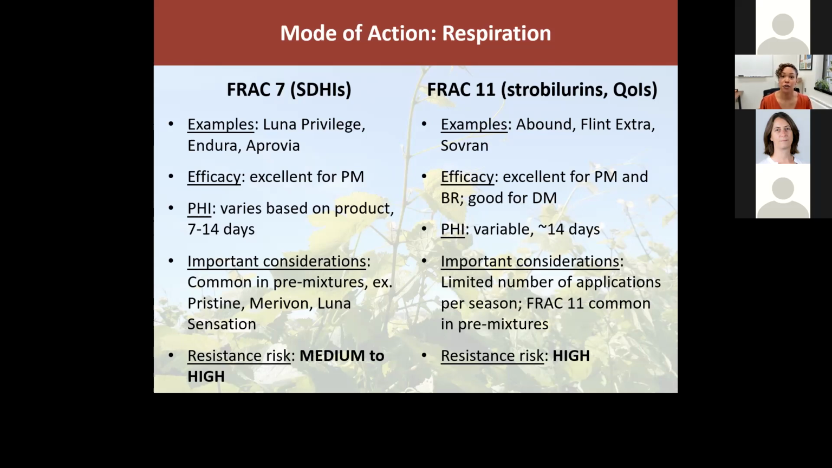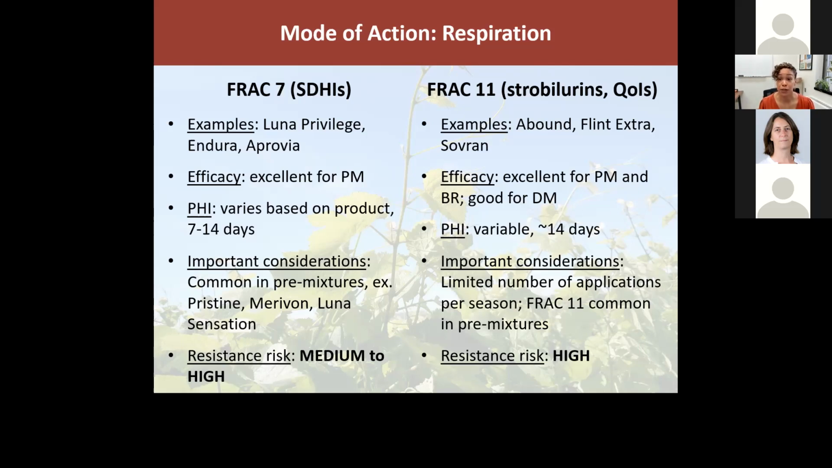So it's really important to distinguish between those premixtures versus single active ingredient products that you're buying, because you could in fact be applying double the FRAC 7 you thought you were. It's really important to focus on those numbers on the label. FRAC 7s in general tend to be medium to high risk. There have been cases of resistance reported, but I would say probably more severely in that category, unfortunately, is our FRAC 11 fungicides, or sometimes called our QOIs or strobilurins.